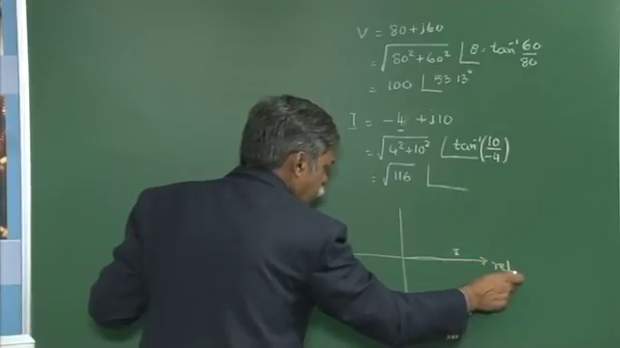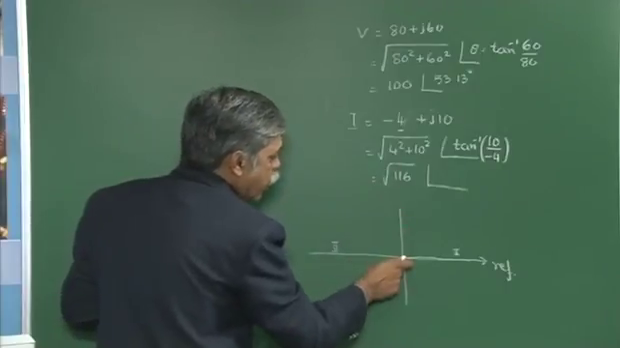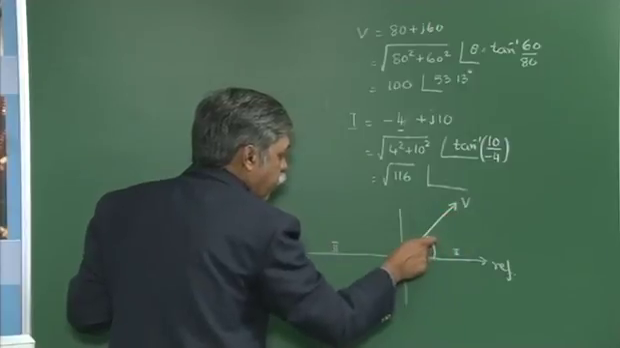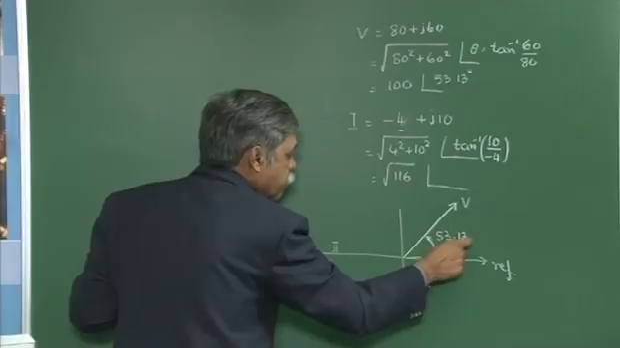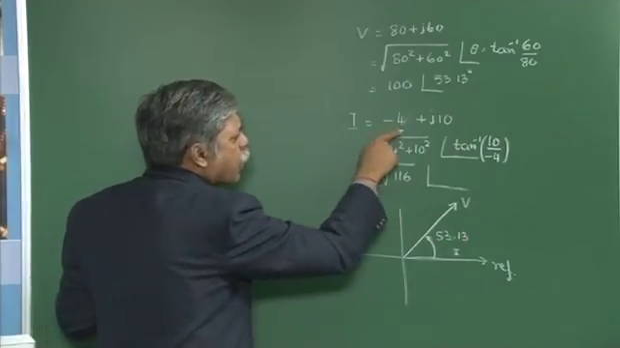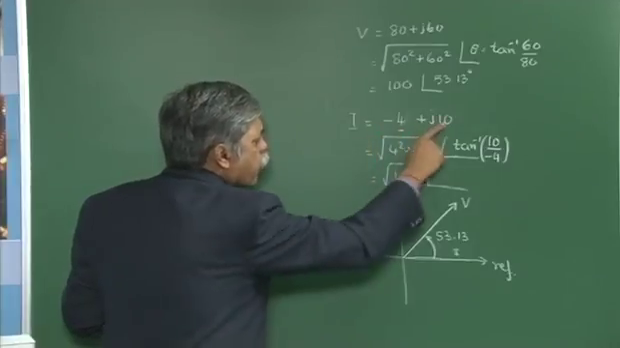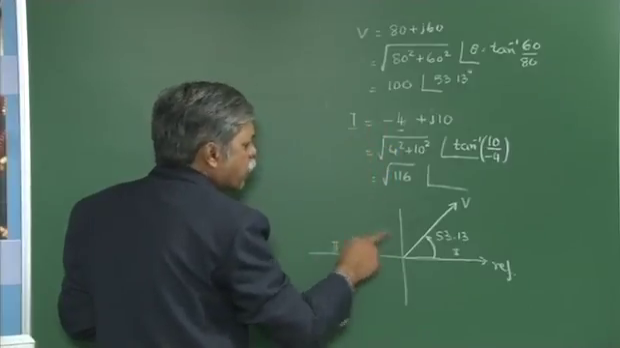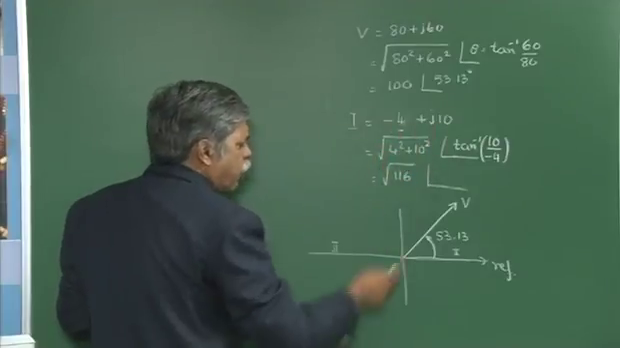So, with respect to the reference, the voltage is at an angle of 53.13 degrees. Now, you can see in the current expression, the real part is much lesser than the imaginary part. Therefore, the angle will definitely be less than 180, because it should lie in the second quadrant, but slightly more than 90 degrees, not a very large value.